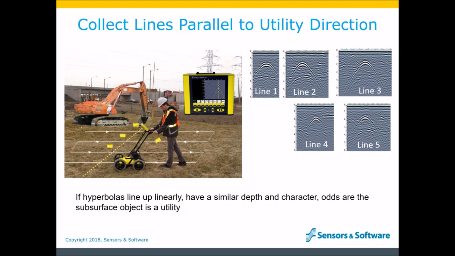So you do this by collecting parallel lines of data, moving in a zigzag pattern over the ground. As you're doing this, you're looking for hyperbolas that are at a similar depth and have a similar shape or characteristic on each line. So here we see 5 parallel lines that were collected in a zigzag pattern.